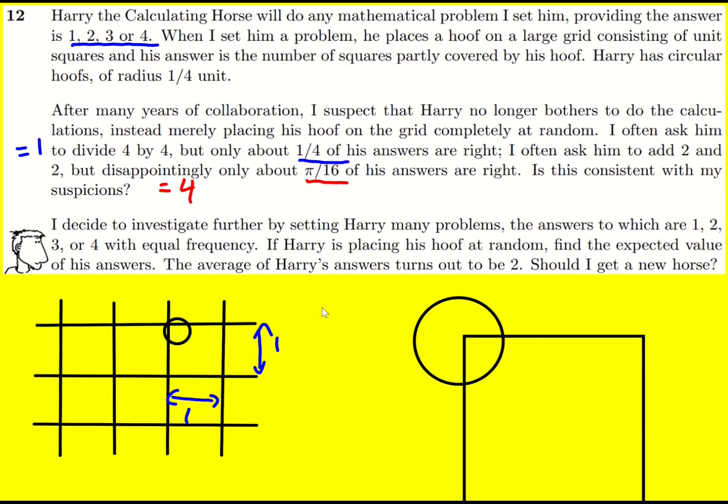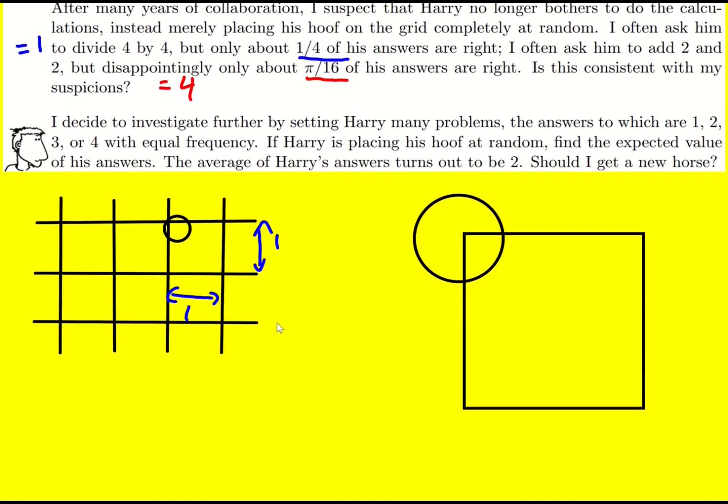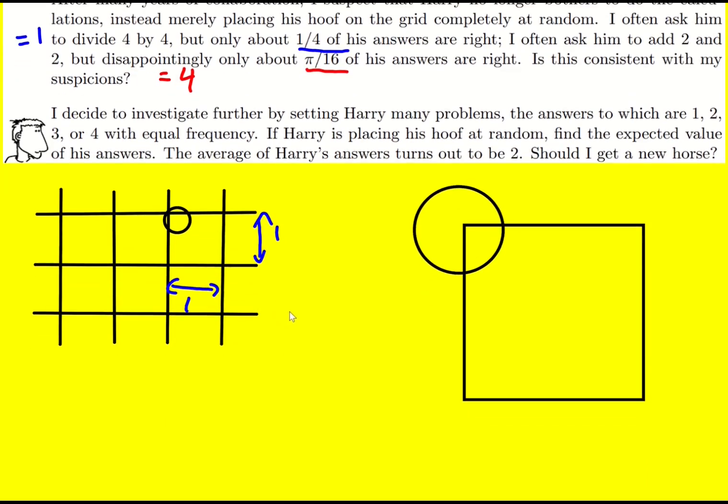So we need to work out the probability that he obtains a 1 randomly and a 4 randomly. Now we can think about the circle moving around, but as soon as we move up to here, you can basically combine this and put it here. So we just need to look at one square. So what we're going to be doing is looking at the locus of points of the center of the circle as it moves around a single square.